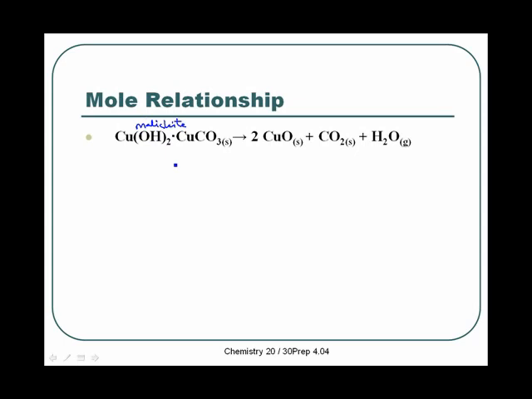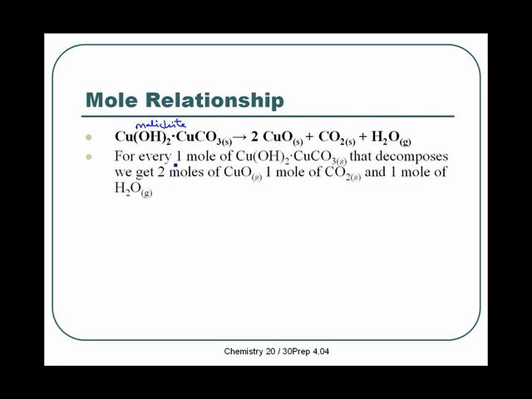And it decomposes into copper 2 oxide, carbon dioxide, and water. And this would be the balanced chemical equation for the decomposition of malachite into those compounds. When we look at it, here's what we can say. For every 1 mole of malachite that decomposes, we get 2 moles of copper 2 oxide, 1 mole of carbon dioxide, and 1 mole of water.